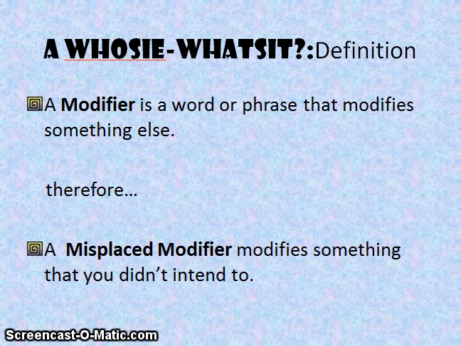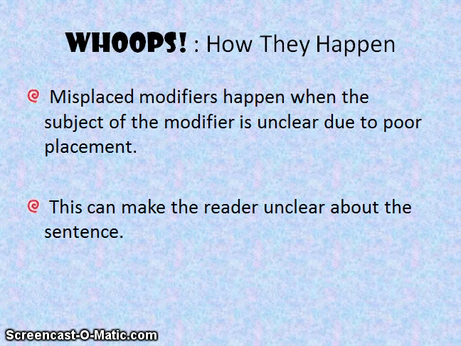A modifier is a word or phrase that modifies something else. Therefore, a misplaced modifier modifies something that you didn't intend it to. Misplaced modifiers happen when the subject of the modifier is unclear due to poor placement. This can make the reader unclear about the sentence.